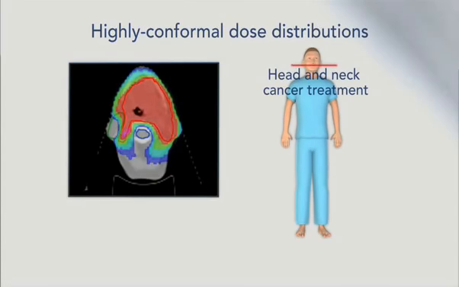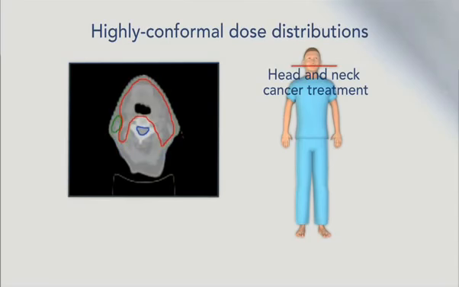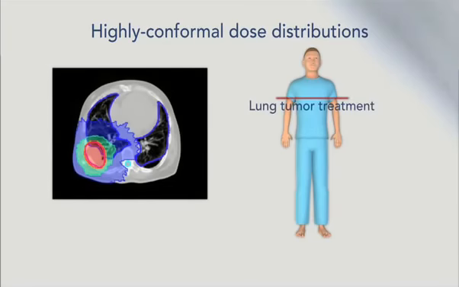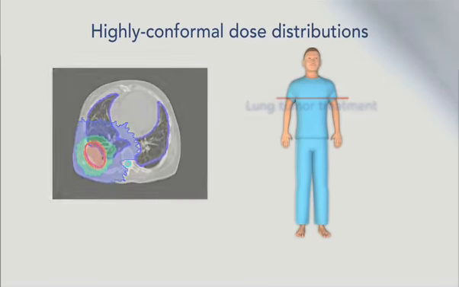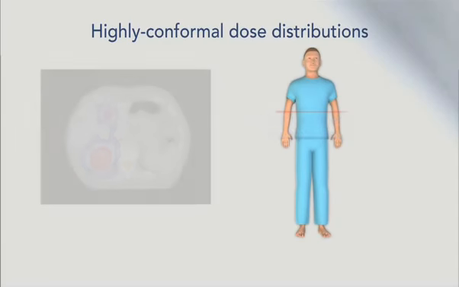The parotid glands produce saliva, and maintaining their function after radiotherapy treatment has always been a difficult challenge. Here, a tumor in the pleura surrounding the lung is covered by a highly focused dose distribution that steers sharply away from the cord. Two or more tumors can also be treated simultaneously with TomoTherapy.